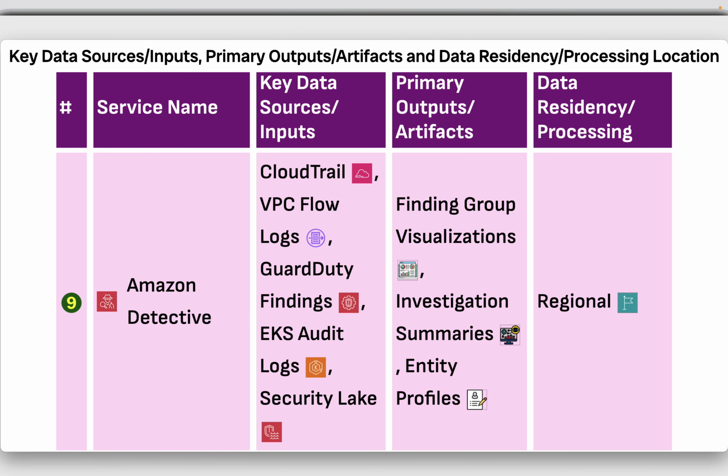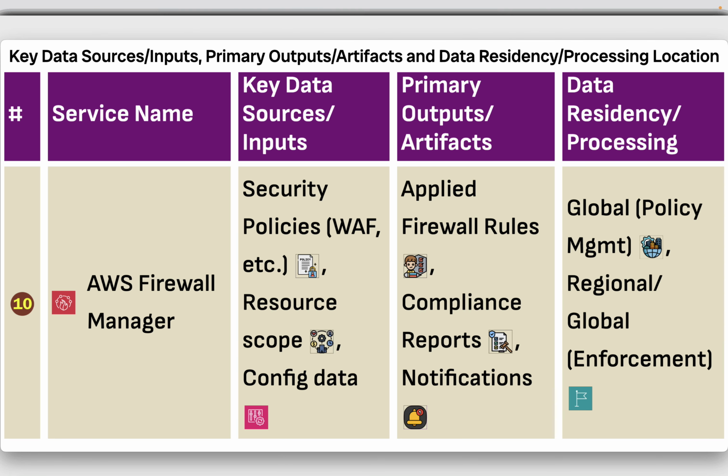Amazon Detective. Data sources are CloudTrail, VPC flow logs, GuardDuty findings, Elastic Kubernetes Service EKS audit logs, and Security Lake. Outputs are finding group visualization, investigation summaries, and entity profiles. Residency is regional.